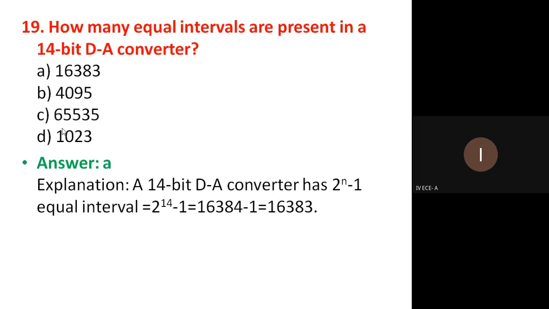Next, question number 19. How many equal intervals are present in a 14-bit D2A converter? There are 4 options: 16,383, 4,095, then 65,535, 1,023. So the simple explanation: a 14-bit D2A converter has 2 power n minus 1 equal intervals. Here n value is 14. So 2 power 14 is equal to 16,384. So minus 1, it gives 16,383. Clear?